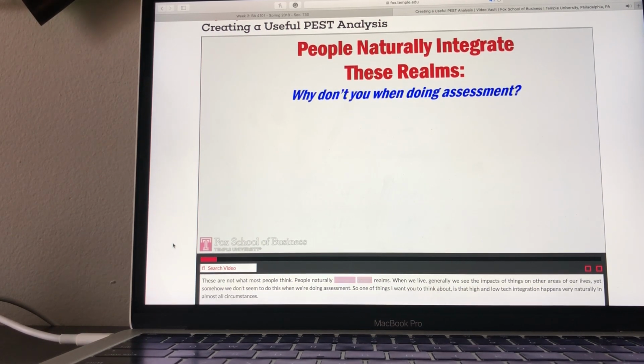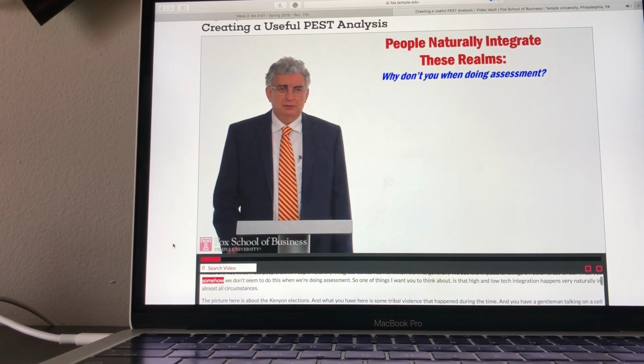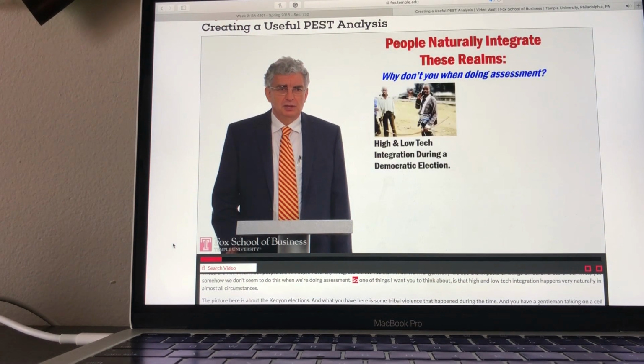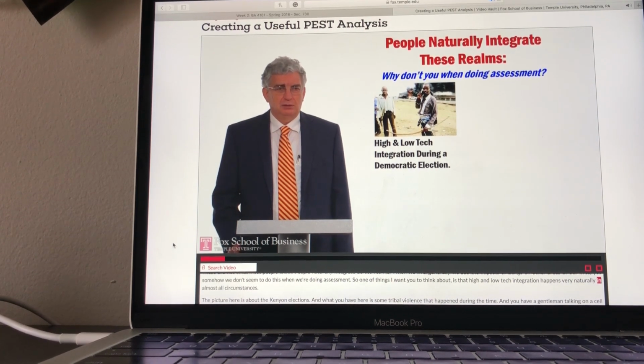People naturally integrate across realms. When we live, generally we see the impacts of things on other areas of our lives, yet somehow we don't seem to do this when we're doing assessment. So one of the things I want you to think about is that high and low tech integration happens very naturally in almost all circumstances.